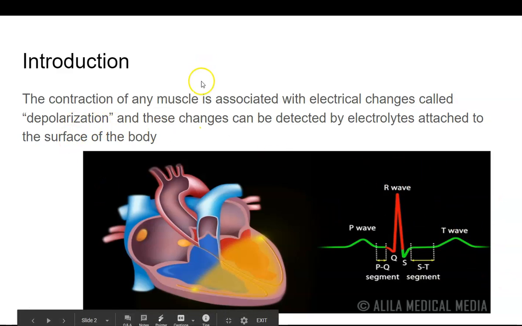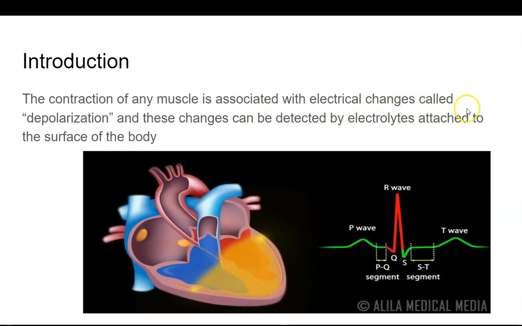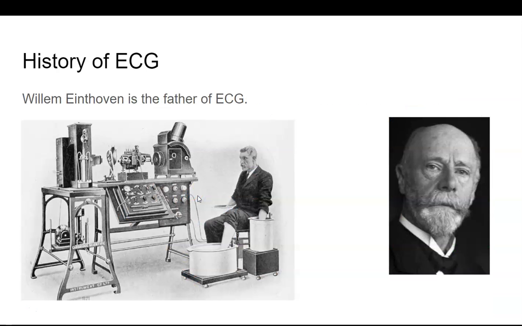electrocardiogram. The contraction of any muscle is associated with electrical changes, which is called depolarization, and these changes can be detected by electrodes attached to the surface. This idea was first given by William Einthoven, who is called the father of ECG. He actually transformed a galvanometer into an ECG machine.